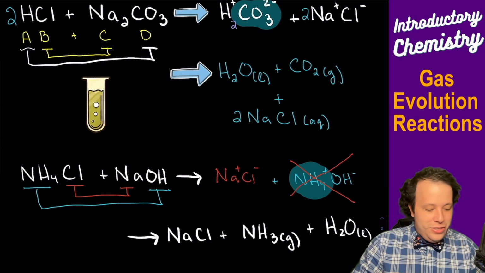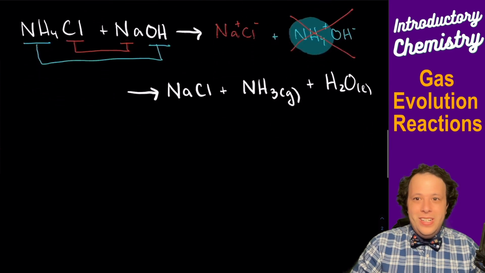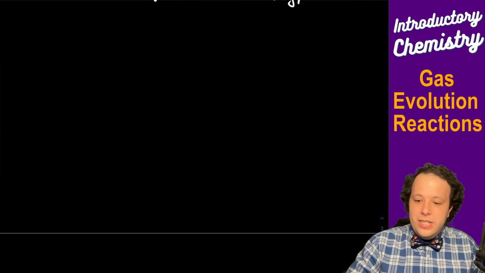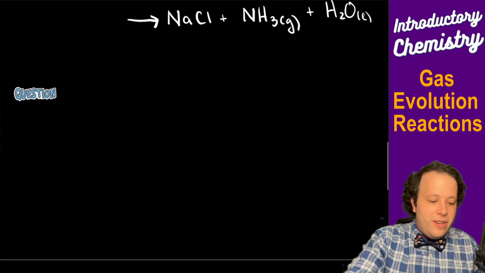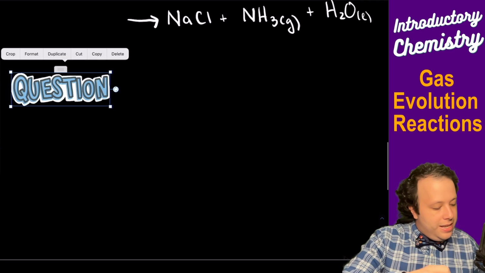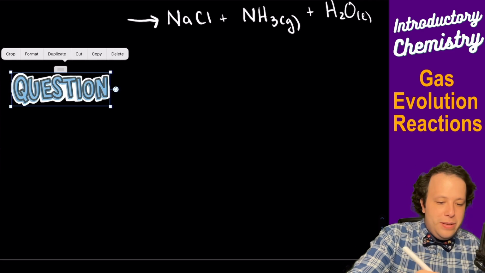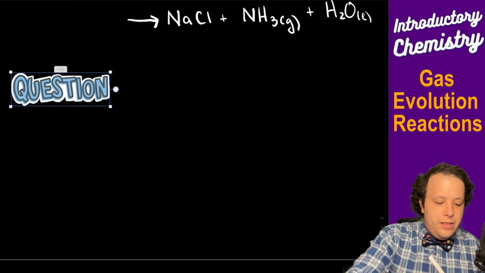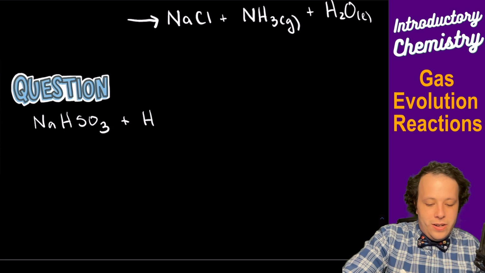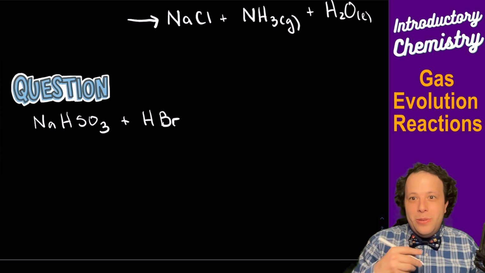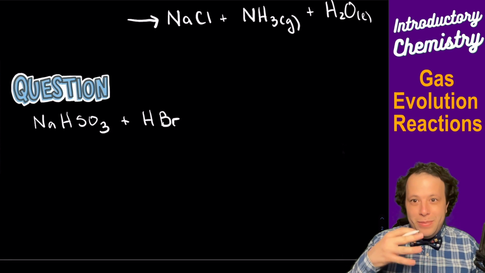But why don't we try to do two more of maybe a slightly harder type of example. So if I gave you a question where I say, let's have sodium bisulfite. So we have Na bisulfite, and this is going to be reacting with HBr. How would we actually look at this type of example? So, sodium bisulfite and HBr, we're going to follow the same steps.